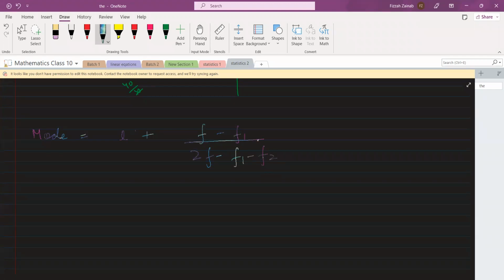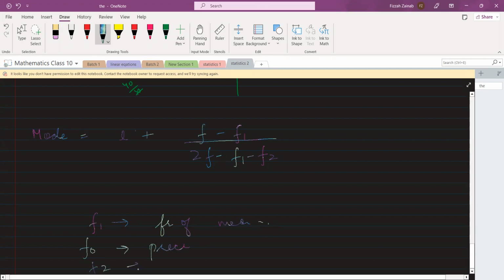Okay, now Rida, the formula which you are telling me, you have to fix a formula for yourself, because in NCERT, what they do is they call F1 the frequency of your modal class. Understand? And then F0 is the preceding one, and F2 is the following one. So there's a difference between the notation used in the NCERT and the notation I am using here. So you have to mention what is your F, what is your F1, what is your F2 when you are using the formula. Understand?